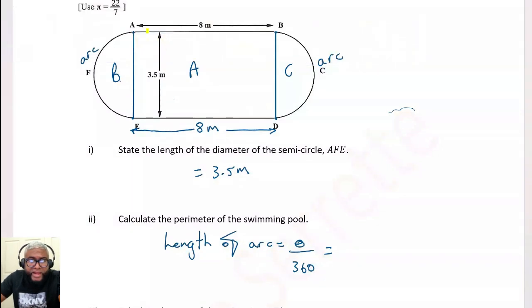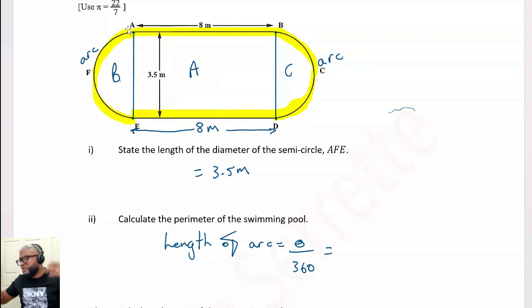If you want the perimeter of the swimming pool, what the yellow highlight is this length, obviously, plus this length, which is our arc, plus this length here, which we know is 8, then plus our next arc.